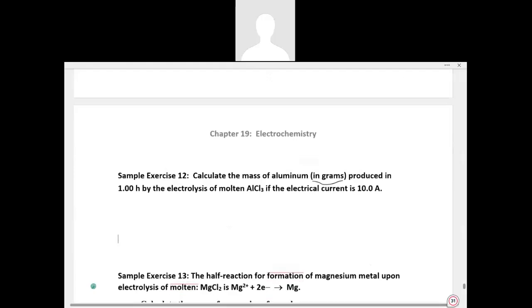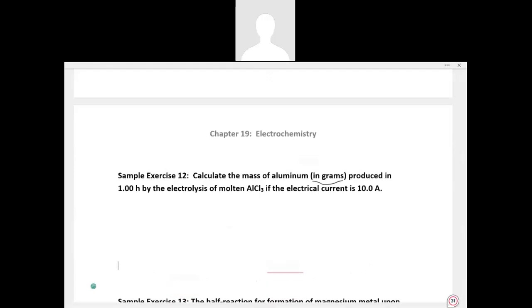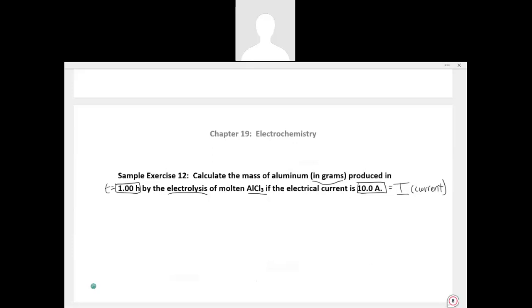We are asked to calculate the mass of aluminum in grams that would be produced if we performed electrolysis on molten aluminum chloride for 1 hour, with a current of 10 amperes. So we're given time and our current, abbreviated I, for those that haven't taken physics. We can also assume that our AlCl3, when molten, would be an Al3+ ion. This is our half reaction: when it gains 3 electrons, this would be our electroplating, this solid aluminum.